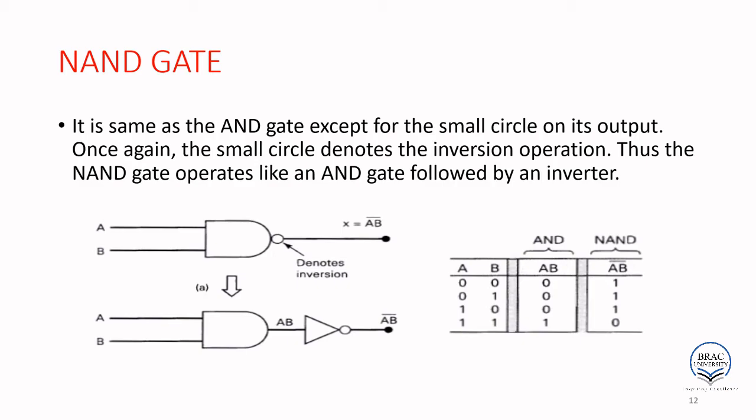And the same thing here. So A and B, this is the AND gate output. If you do the inversion, so all 0 becomes 1, 1 becomes 0, then it will be a NAND gate. For the AND gate, if both of the inputs are high, then the output is high. And for the NAND gate, if both of the inputs are high, then the output is low, otherwise high.